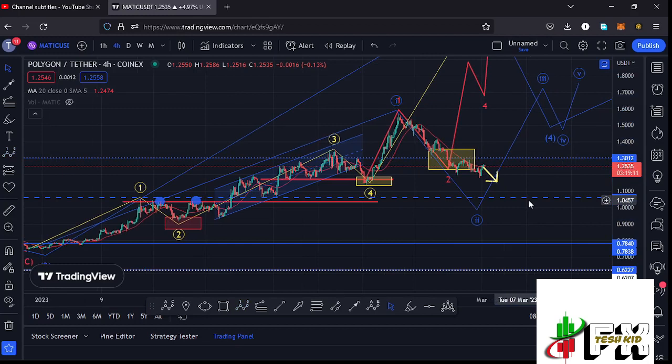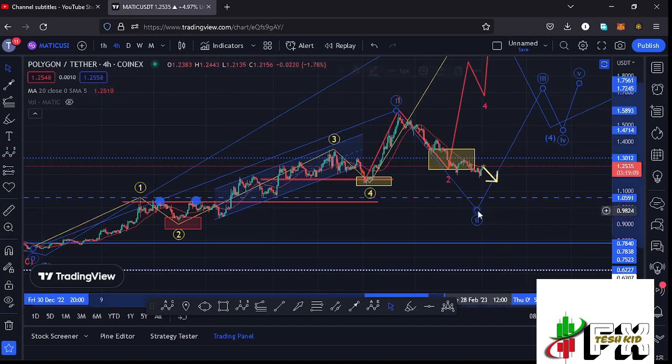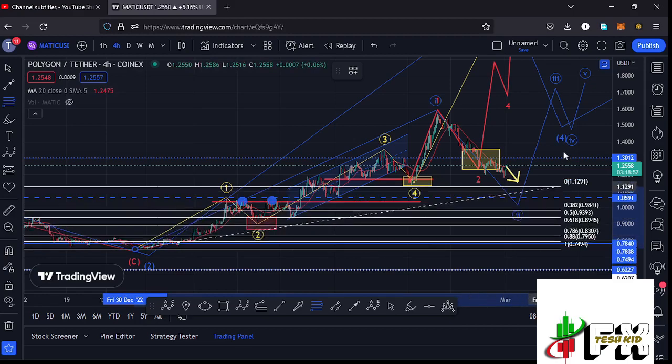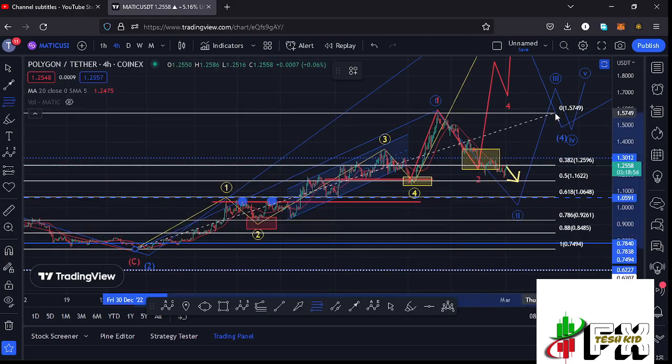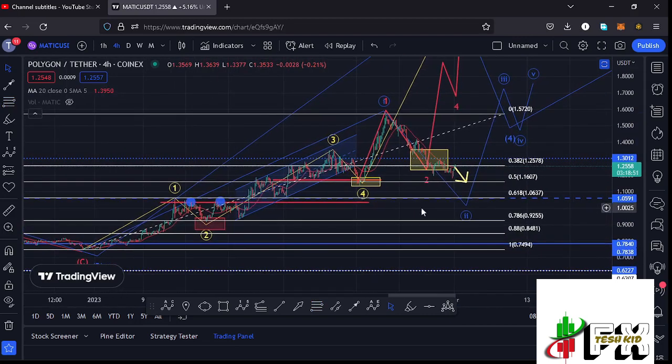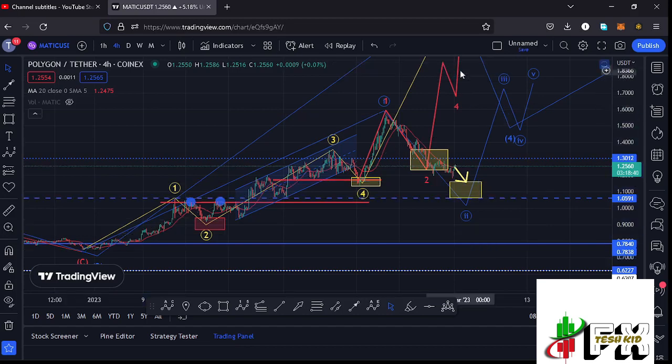And in case that move plays out, I can just give you a target area to the lower side in case the breakdown continues by connecting the Fibonacci from the low at around the $0.74 mark to the high at around the $1.57 mark, and that gives me a minimum retracement area in the formation of that wave 2 between the fib level 0.5 and the fib level 0.618, which lies between the $1.16 mark and the $1.06 mark. So that is the worst case scenario that we can expect over here in case the breakdown continues.